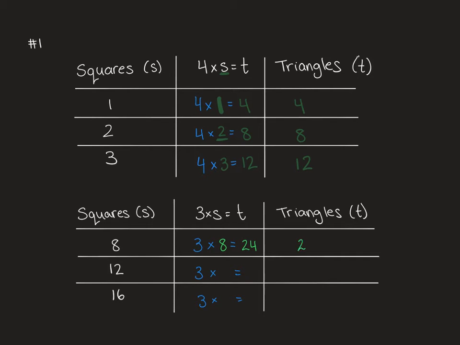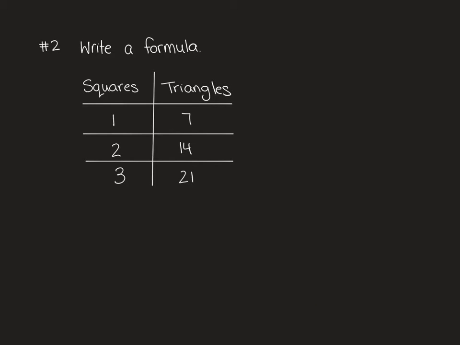So there are 24 triangles. The next one, 3 times 12 squares equals 36, so there would be 36 triangles. And finally, 3 times 16, which I believe is going to give us 48. So there would be 48 triangles for that one. So just make sure you're looking at the information they have in squares.